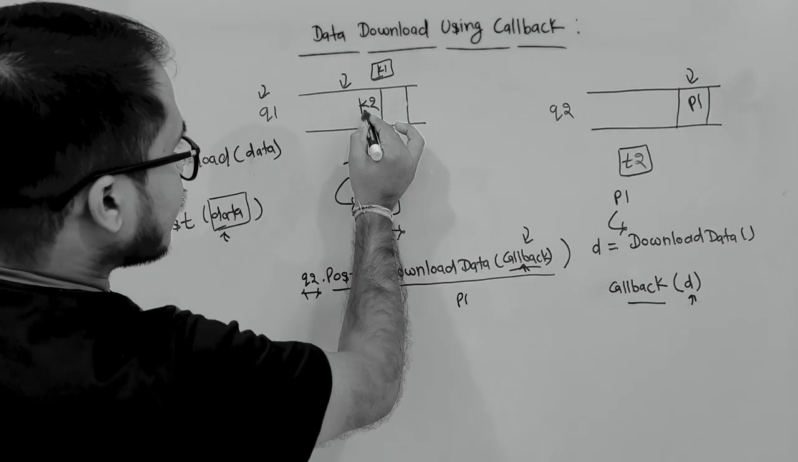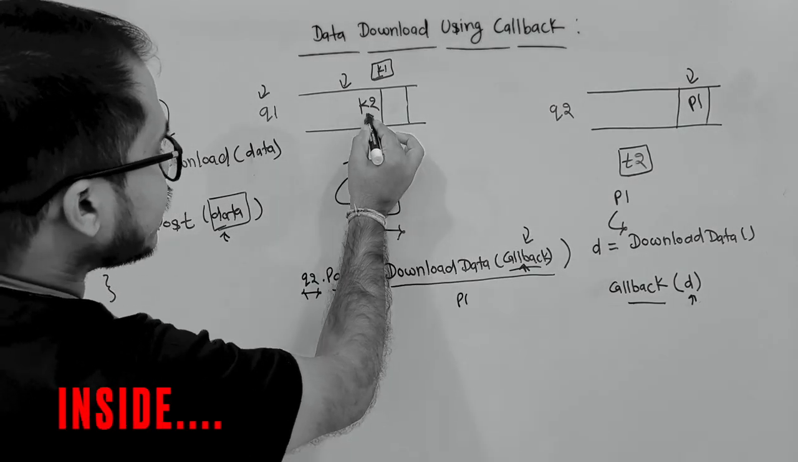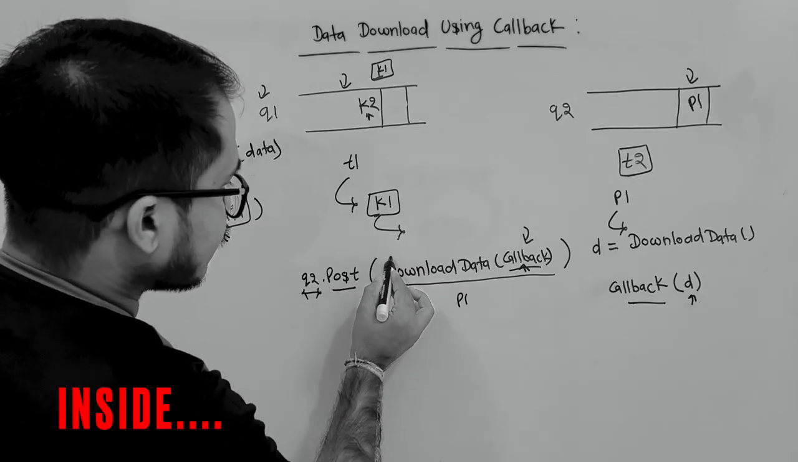Now when thread T1 will pick this particular task K2, because we have already downloaded the data, at this time this will not make this particular function call.